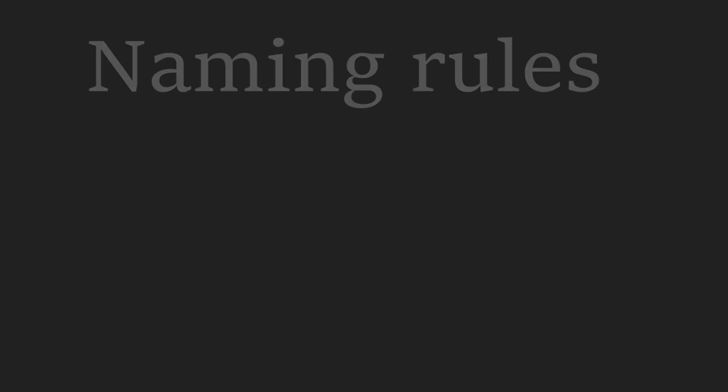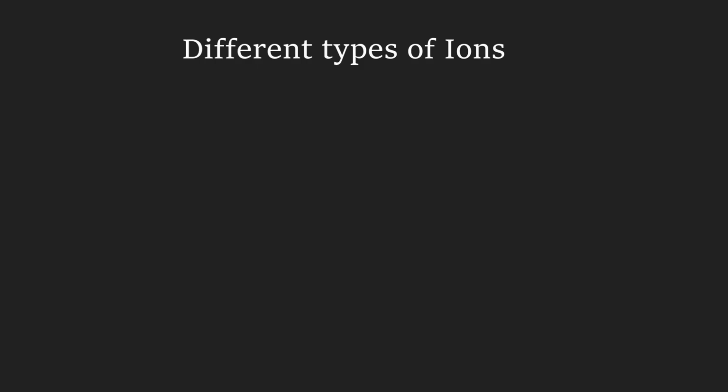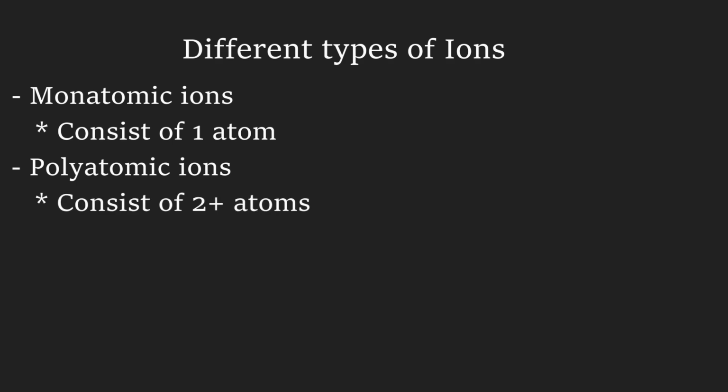Today we'll talk about the naming rules for monoatomic ions. As you likely know, there are different types of ions. In this video, we'll discuss one particular type of ion, namely monoatomic ions, and specifically what the naming rules for this type of ion are. Monoatomic ions are ions that consist of one atom. This is different from another type of ion called polyatomic ions, which are made up of two or more atoms.